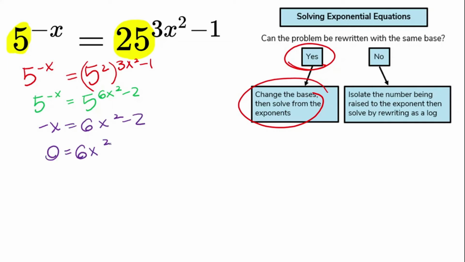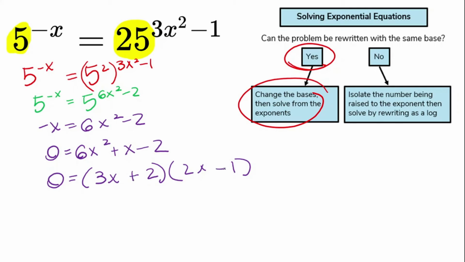This is a quadratic, so I need to set it equal to 0 to solve, and I can factor to solve this quadratic, so I'm just factoring it now. And we're going to get 2 solutions at the end because that's how quadratics work. One of our solutions will be -2/3, and the other solution will be +1/2. And that's it.